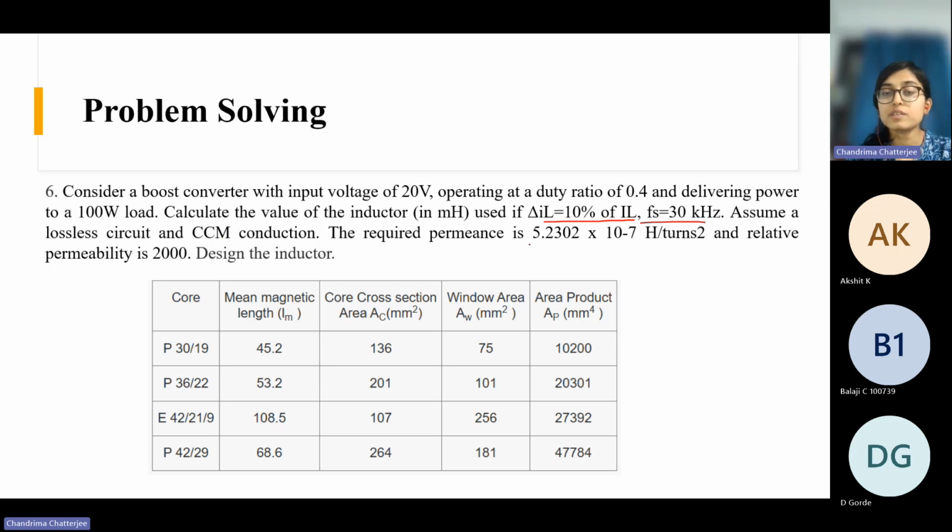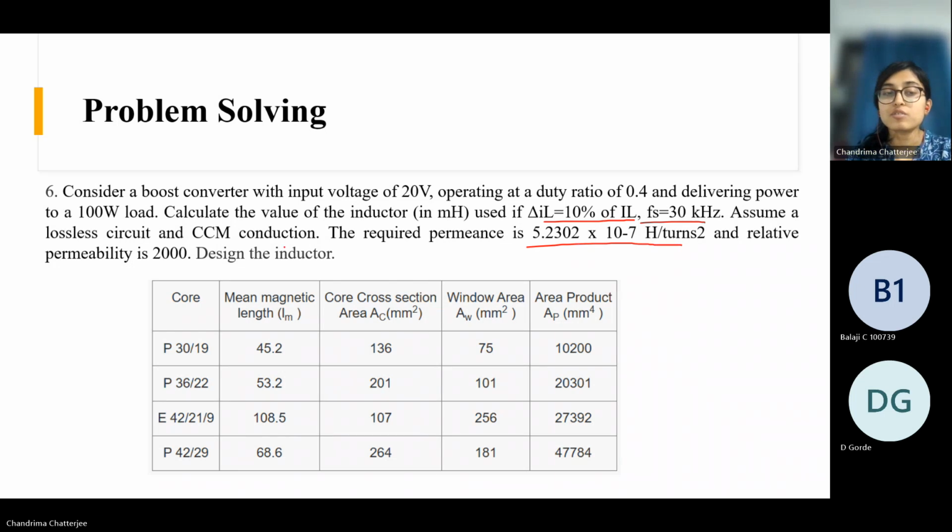The required permeance is this. Permeance value is given. Okay, and relative permeability is also given, 2000, and some core list is given. From there we will have to select. Okay, so we will have to design this inductor also.